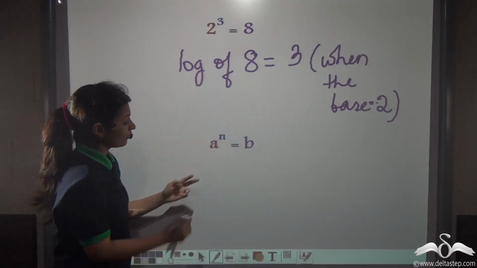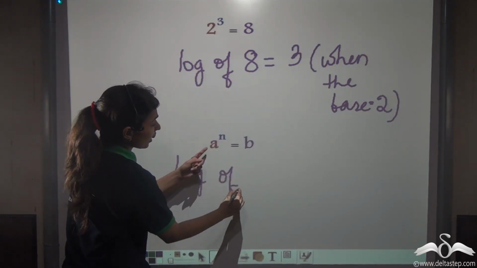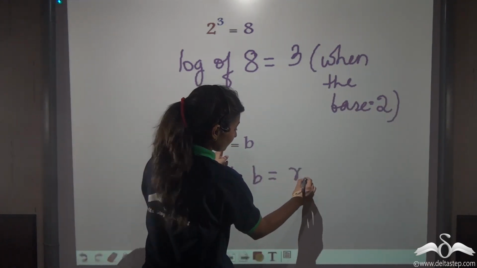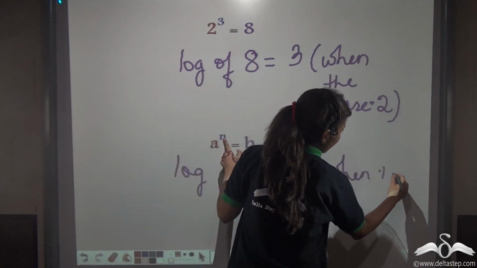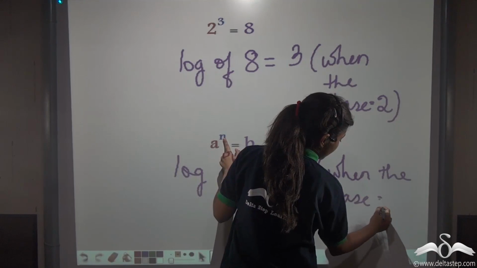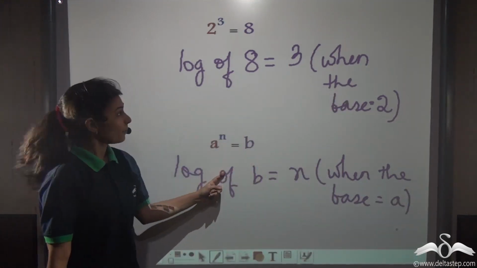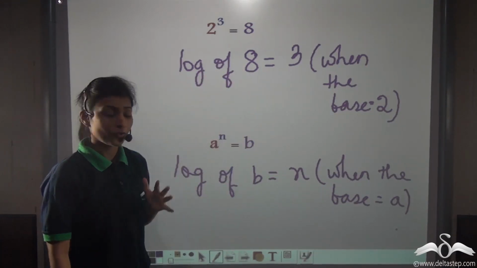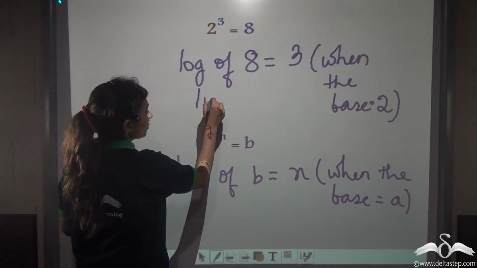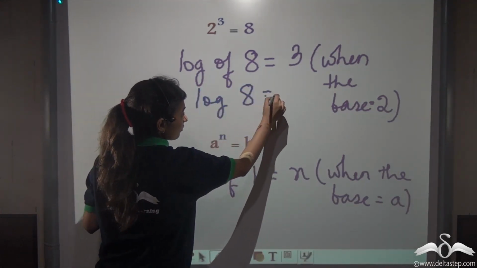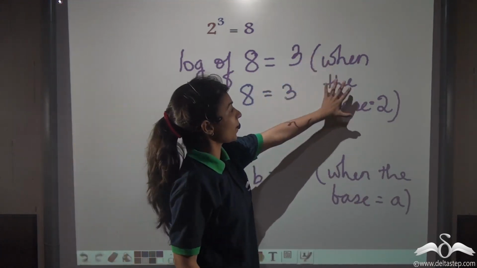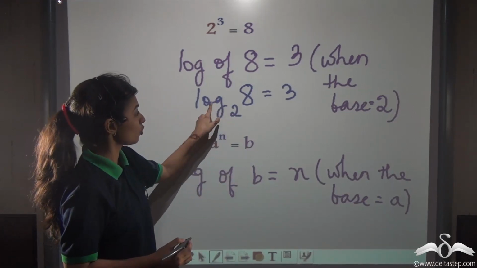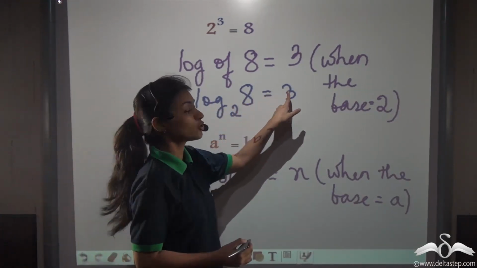Now, similarly, if a to the power n is equal to b, then the log of b is equal to n when the base is a. Right? But do we write like this? Such a big thing? Such a big statement for logarithm? No. How do we write this? We write log 8 is equal to 3, and instead of writing when the base is 2 in the bracket, we write 2 here, like the base of 2. So log 8 to the base 2 is equal to 3.